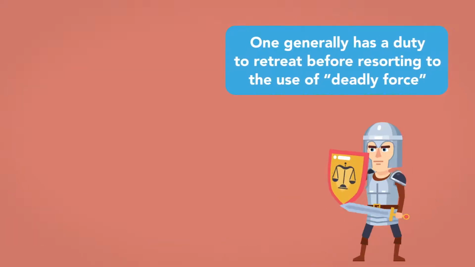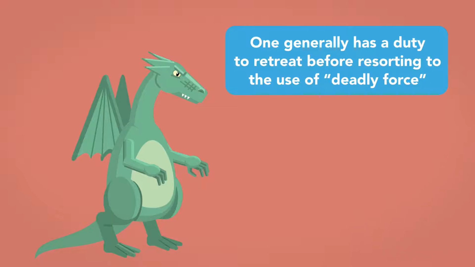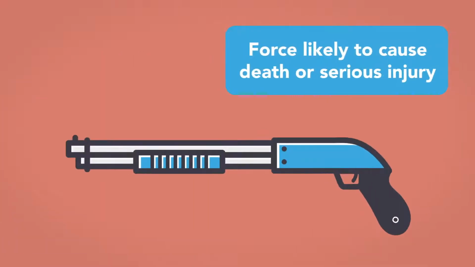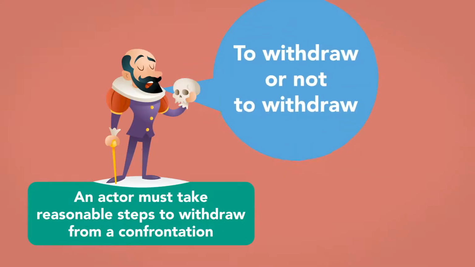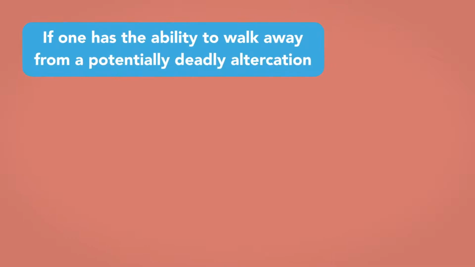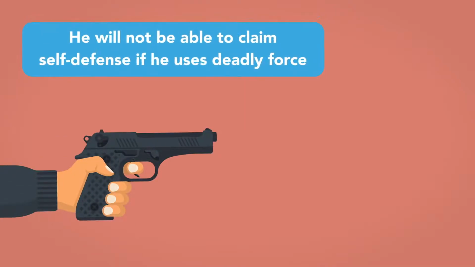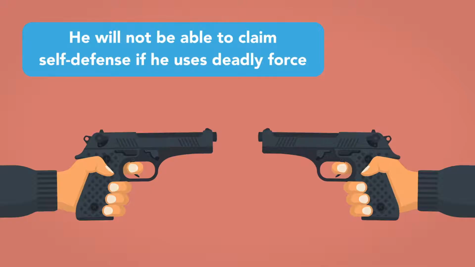One also generally has a duty to retreat before resorting to the use of deadly force, which means force likely to cause death or serious injury. An actor must take reasonable steps to withdraw from a confrontation if he can do so safely. Thus, if one has the ability to walk away from a potentially deadly altercation and chooses not to do so, he will not be able to claim self-defense if he uses deadly force.